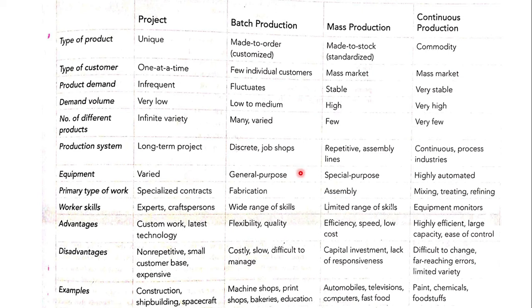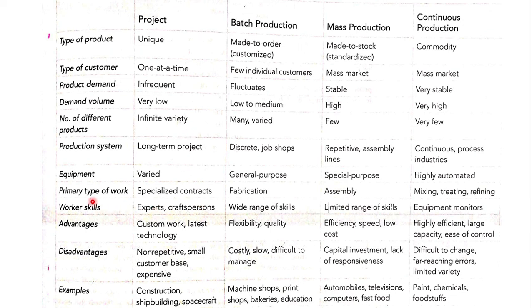For batch production, it is general purpose equipment. Mass production, specific purpose. And for continuous production, highly automated. For example, making mineral water. Suppose I take two brands, one is Bisleri and one is some other brand. What do both need? Bottles, water, and a purification system. Basically these three things only. So it is highly automated and not subject to one thing.